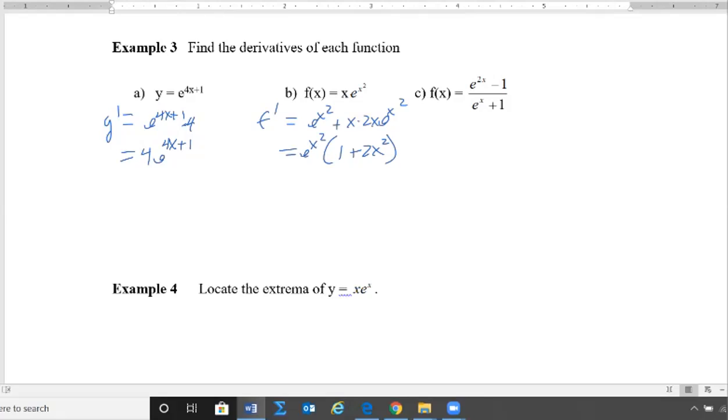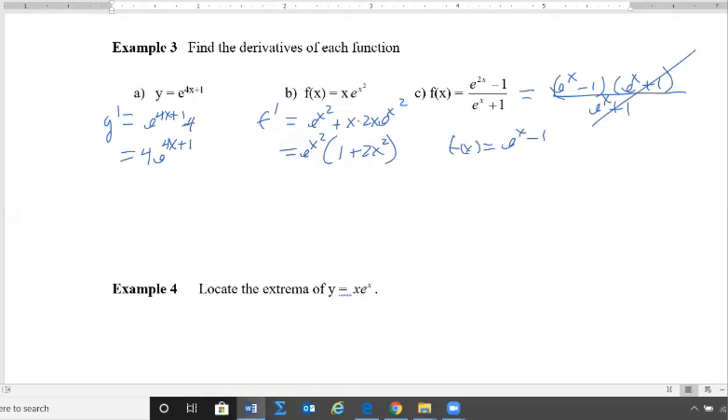On this one, you can't tell ahead of time, but after a while you start to recognize some of these things. This one, before we differentiate, you can write this as e to the x minus 1 times an e to the x plus 1 over e to the x plus 1. So that cancels. This is my function, f of x is really just e to the x minus 1.